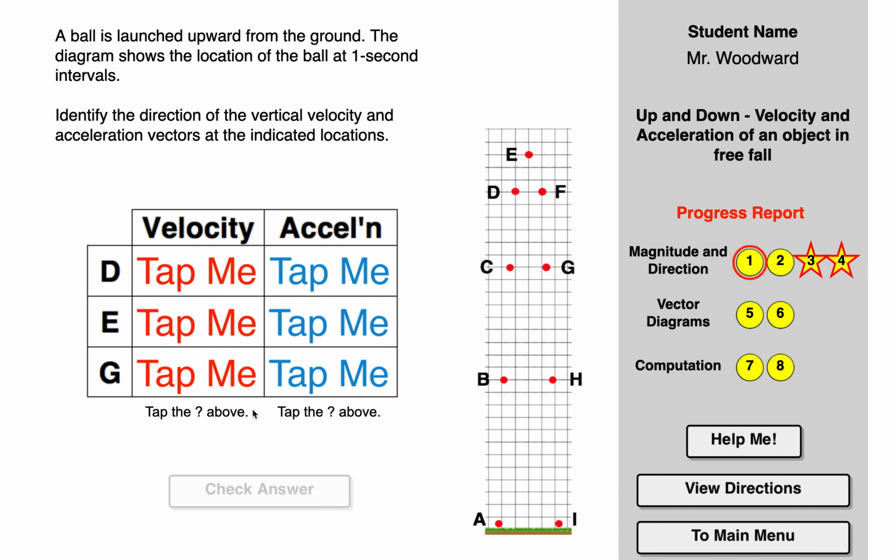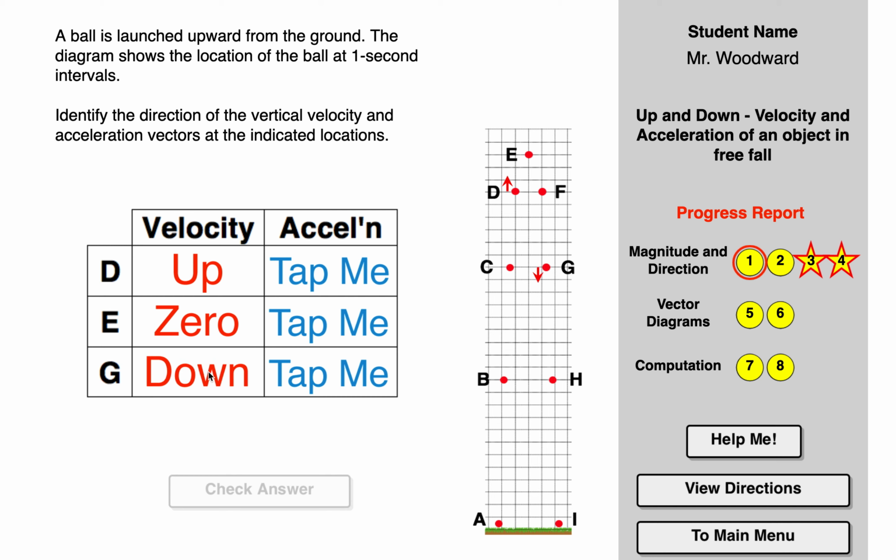And so from A to E, the ball is rising, so those velocities are positive. From E to I, the ball is falling, so those velocities are negative. So at location D, that's going to be an upward velocity. Location E has no velocity because it's changing direction there. Location G, the ball is falling down, so it's got negative velocity.